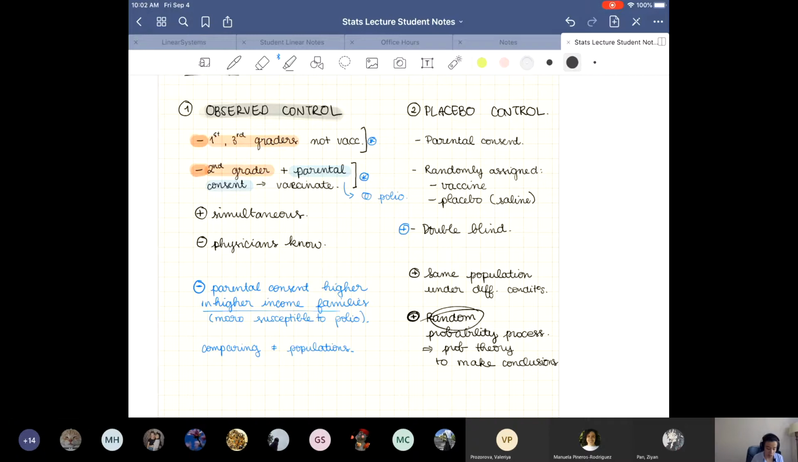And the flaws in particular came from the fact that we were comparing all first and third graders to second graders that had given consent, which might make the populations that I am comparing quite different, right? So that's something we had discussed.